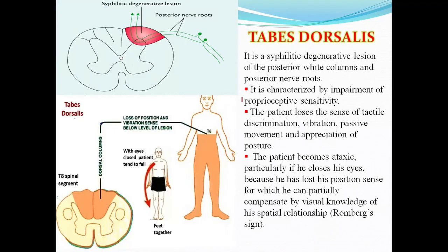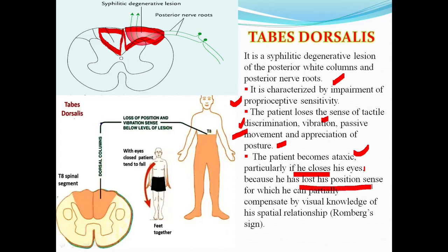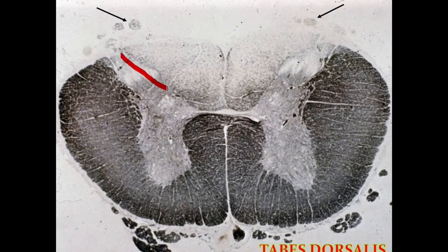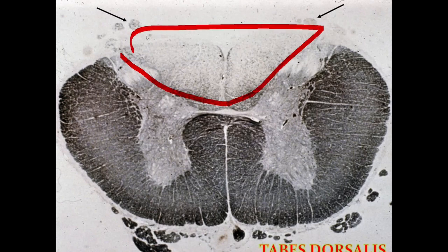Moving on to tabes dorsalis. It's a syphilitic degenerating lesion, especially. So now we already know this is our posterior white column. The posterior white column and the nerve roots are involved in the lesion, leading to impairment of the posterior column and Clarke's column tract, that is the proprioceptive sensations. The patient loses tactile discrimination, vibration, passive movements, and appreciation of posture. At this time, the patient becomes ataxic. A point to be remembered: when he closes his eyes, he loses his position sense, but somehow he can manage by past visual knowledge. So the white column on both sides is affected, leading to tabes dorsalis.